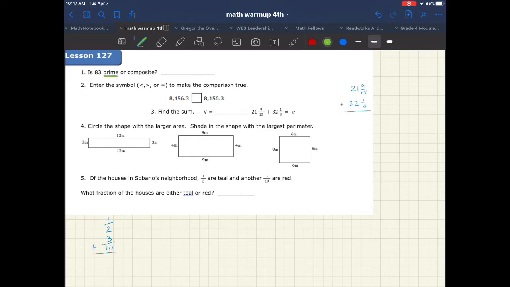So prime or composite? Prime means that the only factors are 1 and itself. So if the only way to get 83 was to do 1 times 83, it would be prime. If there was any other way to do it, like 2 times something or 3 times something still equals 83, that would make it composite.